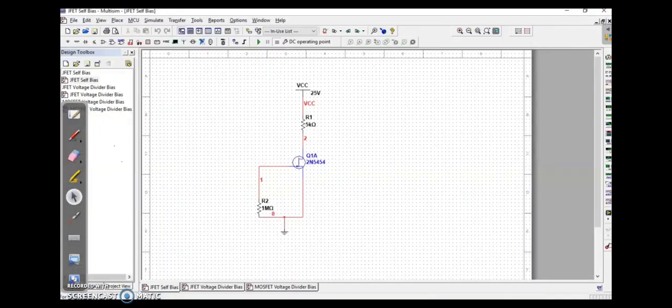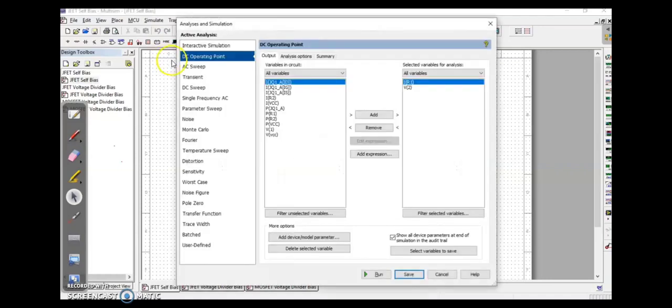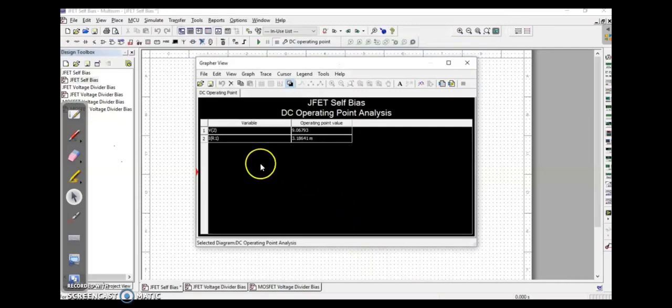And next we will see the circuit diagram of the JFET self bias. R2 is 1 megaohm, and for VCC and R1 we are giving 5 kilo ohm, and we simulate. We see the operating point, adding I of R1 and V2. Now we run this. We will get V2 as 9.06793 and I of R1 as 3.18641.